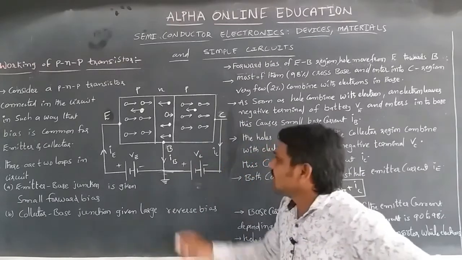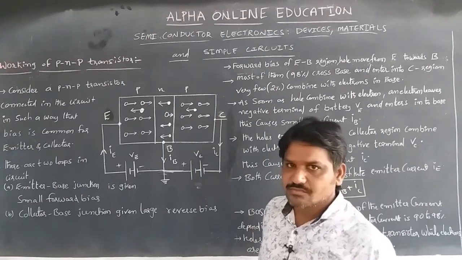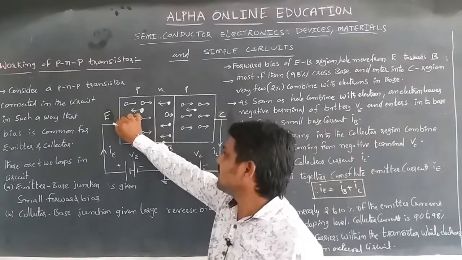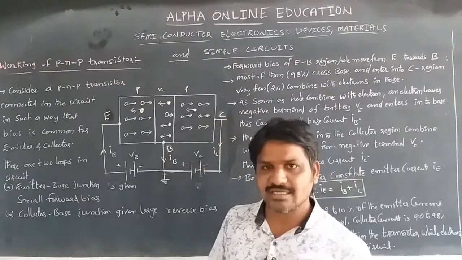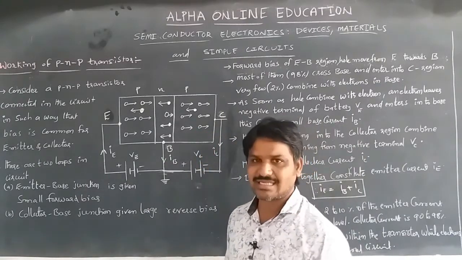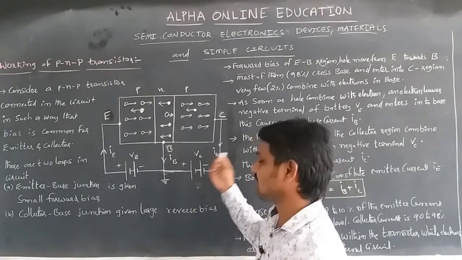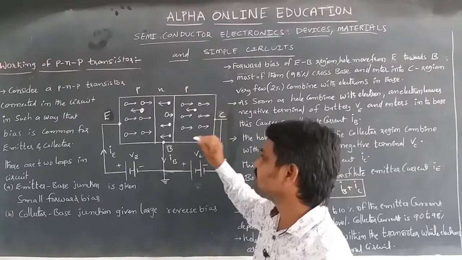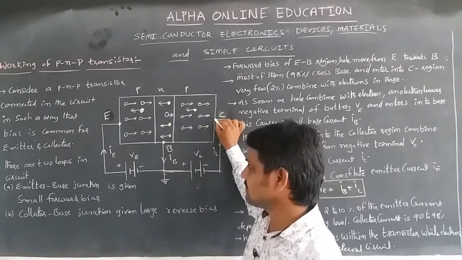In a PNP transistor, the circuit consists of emitter, base, and collector. In this case, the holes are the majority charge carriers in the transistor. So here, this is the emitter, base, collector.